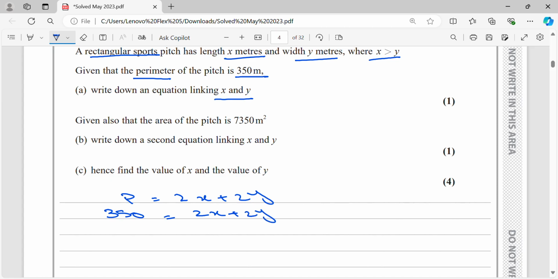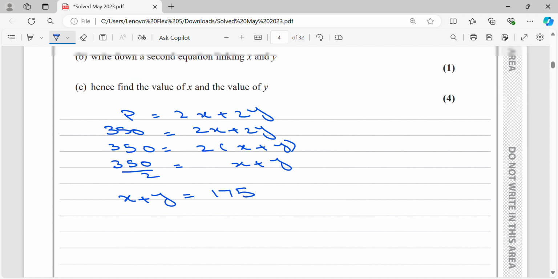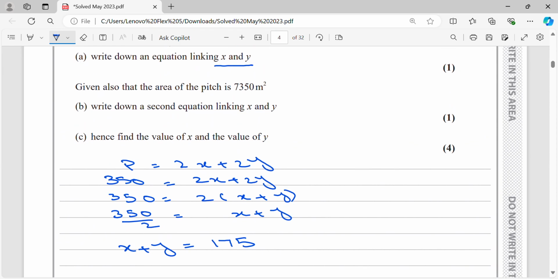Okay, let's take 2 common. Simplify it. So divided by 2. I got here x plus y equals 175. Okay, this is the equation linking x and y. Write down an equation linking x and y. So this is an equation linking x and y. Okay, let's move on to the next part.